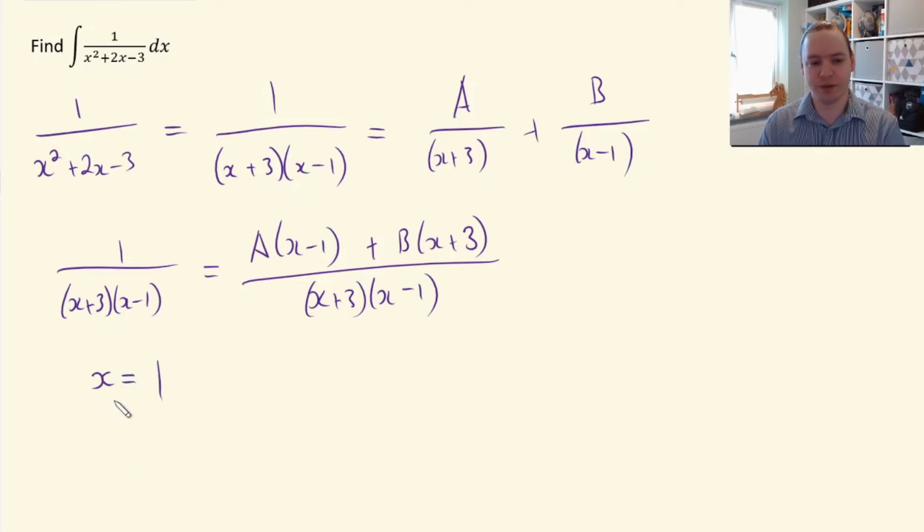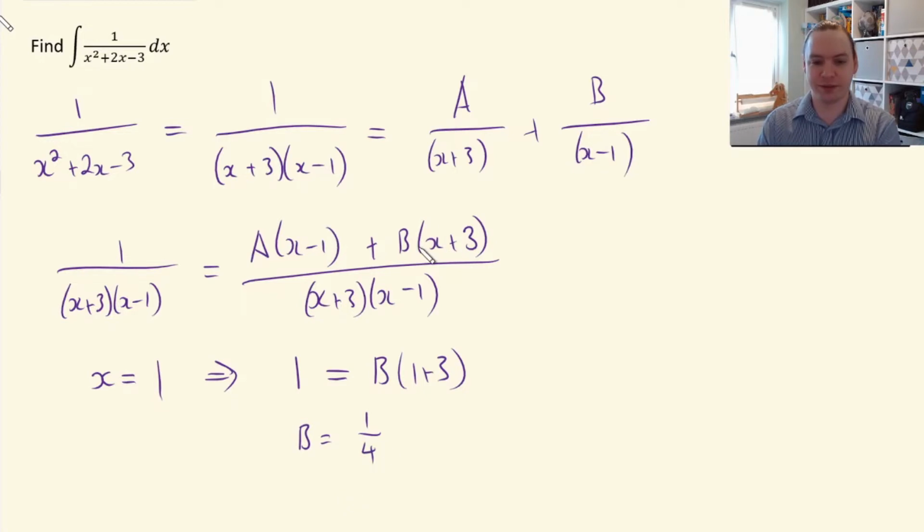So if I say x equals 1, then this bracket with the a becomes 0. So this tells us that 1 equals, because we're equating the numerators, 0 plus b lots of x is 1. So it's 1 plus 3, obviously. I'm jumping ahead of the game. So 1 is 4 lots of b, so b is 1/4.